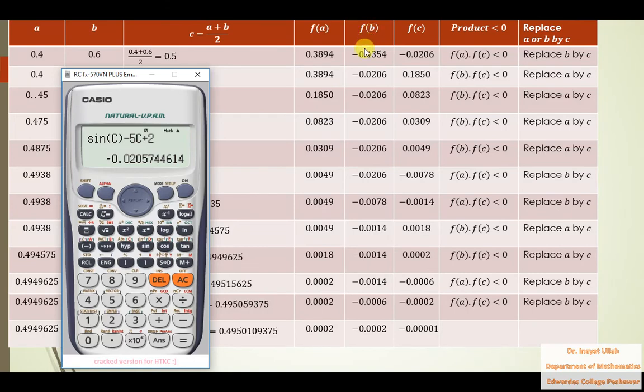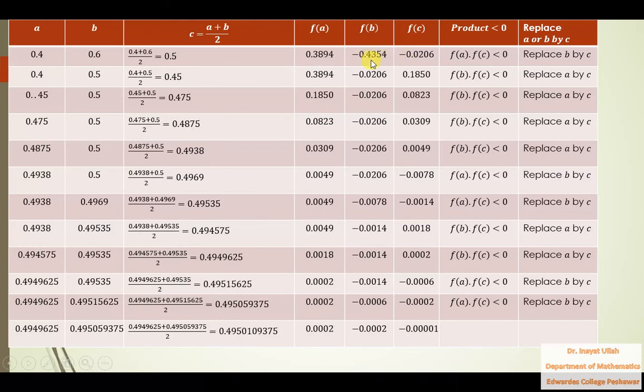Whenever you multiply f of b with f of c, that will be minus into minus is plus, greater than 0. So f of a and f of c, the product of these two is negative, so we need to replace the third one. This is a and this is c, so b is missing here, so b will be replaced by c. So come over the second row, we need to replace b by c. So you see, b is replaced by c. This is the value of c, 0.5, and a is unchanged.